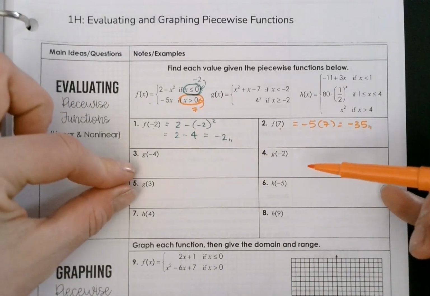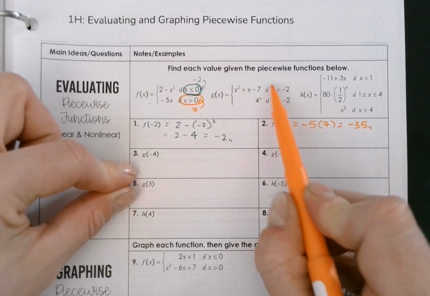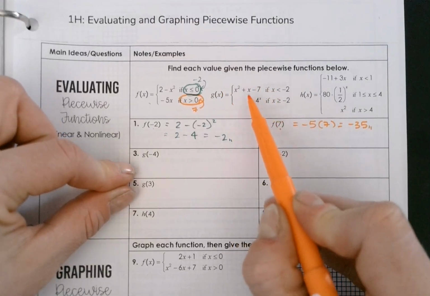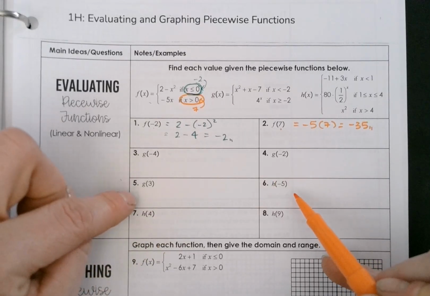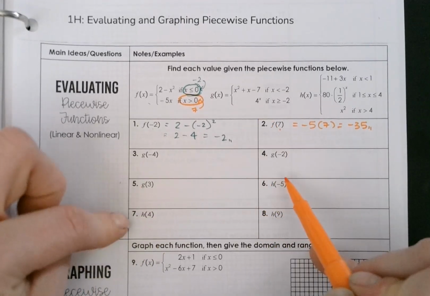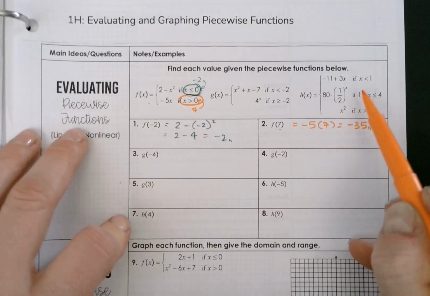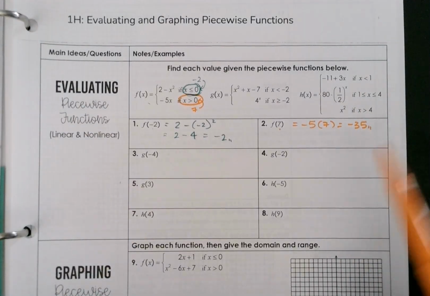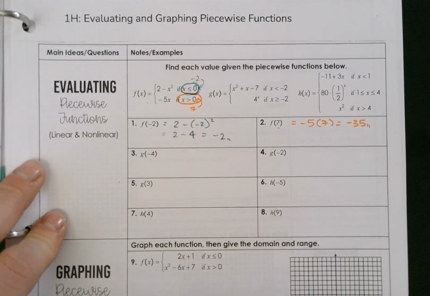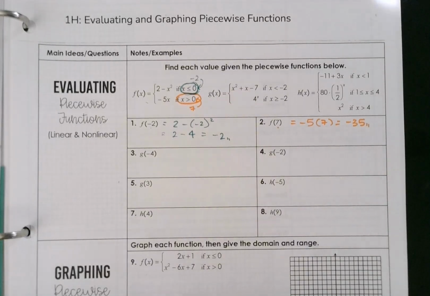Numbers 3, 4, and 5 use g of x. So you have to choose between these two numbers. 3, 4, and 5 are g of x. Numbers 6, 7, and 8 are h of x, and you have 3 to choose between. And the answers will be in this binder to check your work when you're done. Let's move on to graphing.